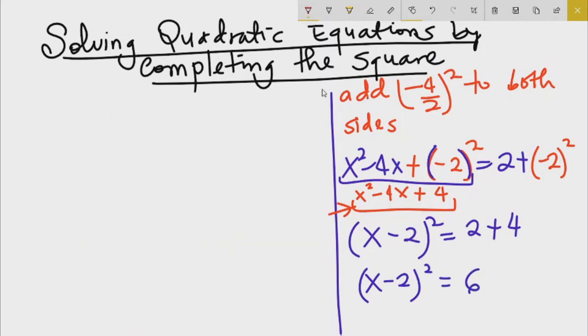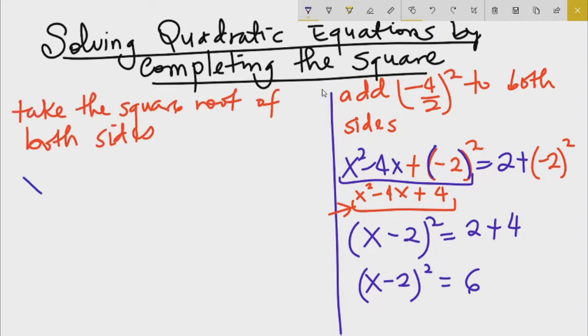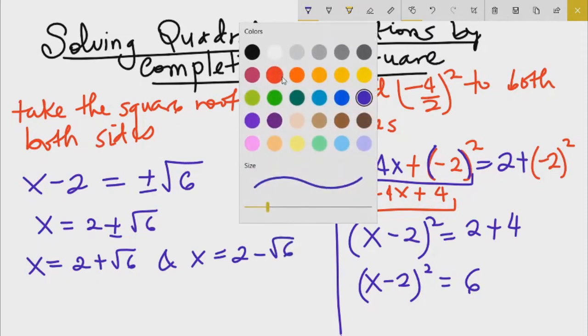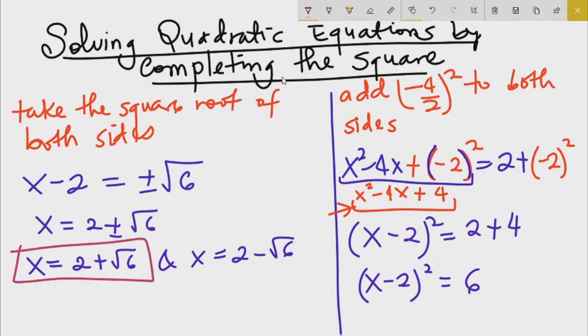To solve the equation, I need to take the square root of both sides. So we take the square root of (x - 2)², so it will become x - 2 equals plus or minus the square root of 6. So the answer will be x = 2 ± √6. That means we have two solutions: x = 2 + √6, and x is also equal to 2 - √6. So that is the solution to our quadratic equation. This is the beauty of completing the square.